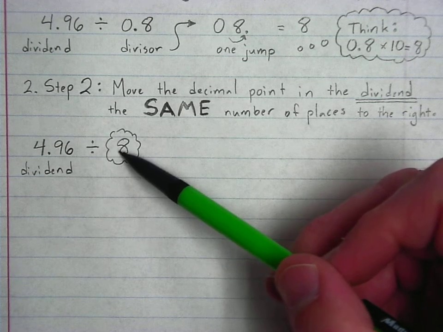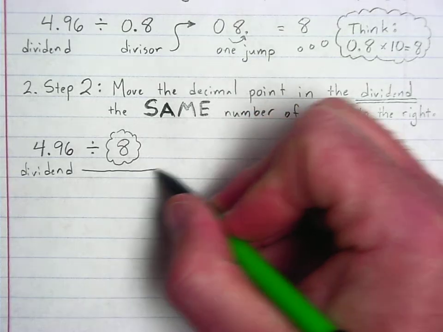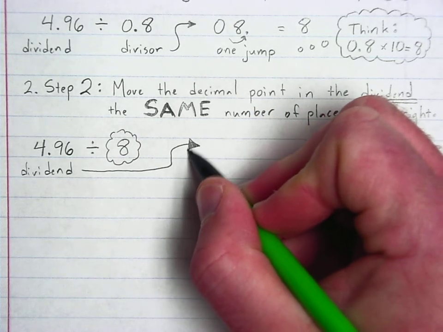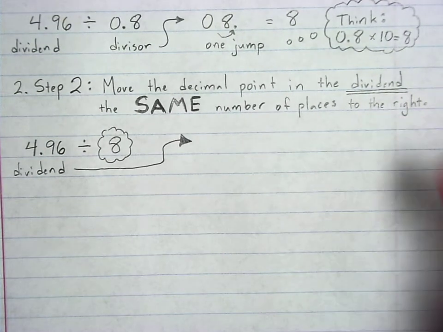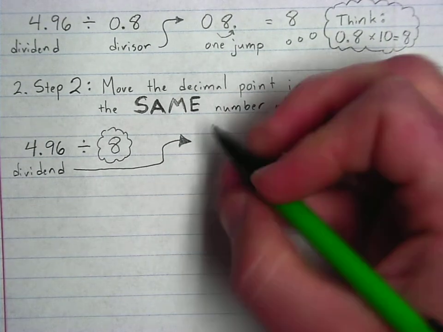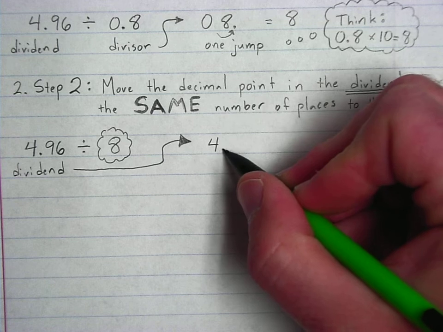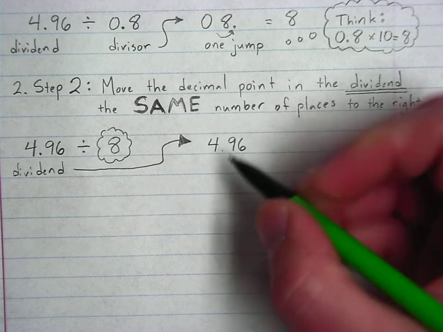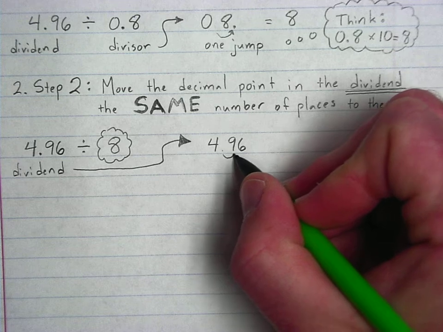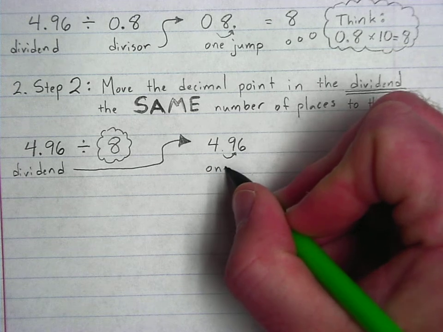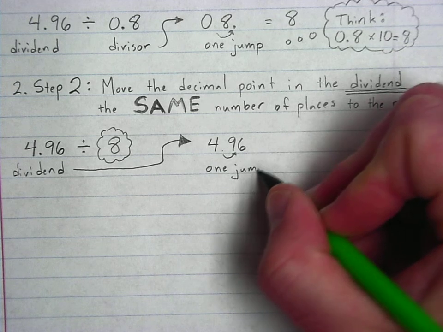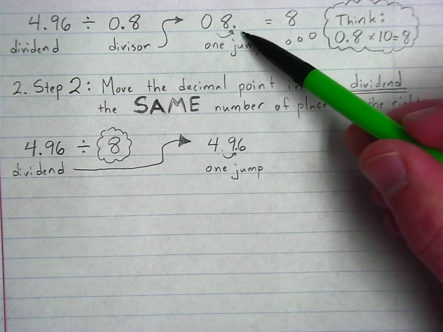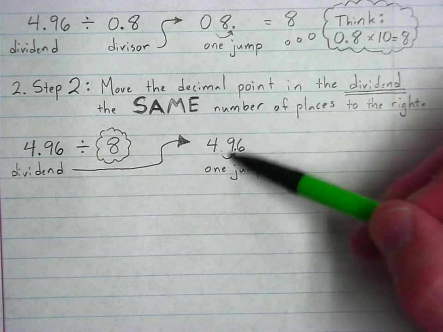Dividend divided by 8. Dividend, we're going to do a little bit of scooting. We're going to do a little bit of decimal point maneuvering. So 4.96 needs to move over one jump. Just one jump. The reason for that is because that's how many jumps we did up here. One jump here, one jump there.